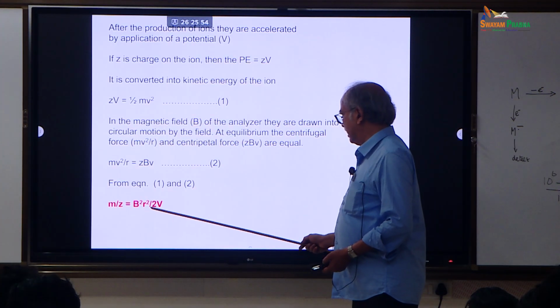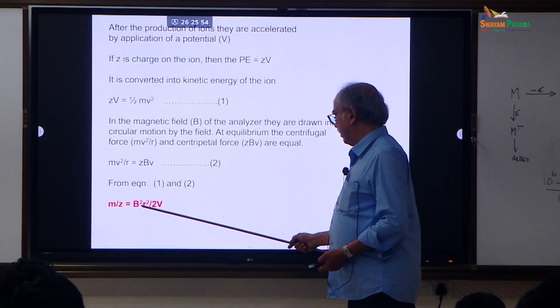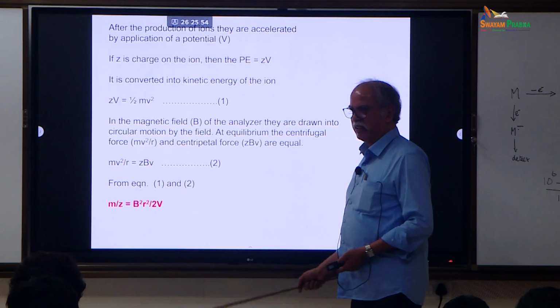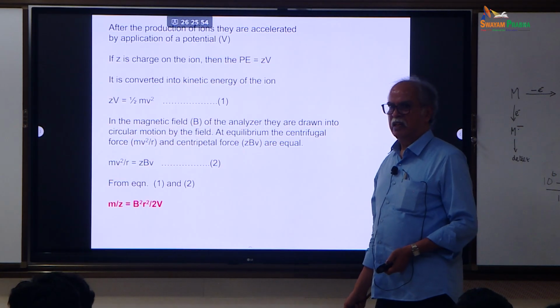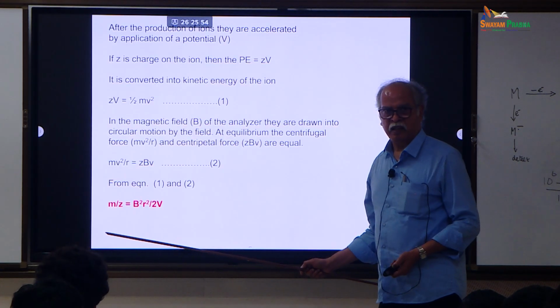Essentially, this is a constant. This is a constant. This you vary and scan across the various m by z values. This is applicable only to an electron ionization mass spectrometer.